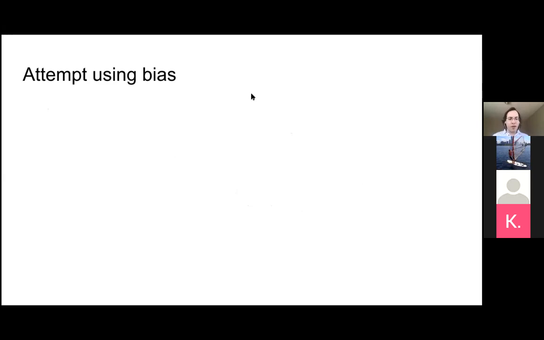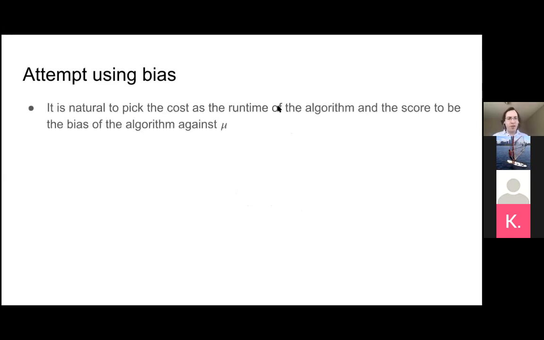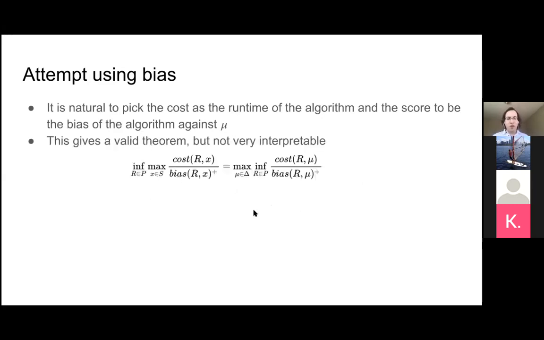So just very quickly to wrap up the proof. You could do the following. Why don't we interpret the cost and score in this theorem as being the cost of a randomized algorithm and the bias of a randomized algorithm? Then you get a valid minimax theorem of this form. However, we don't get the interpretation we wanted. Neither side here is equal to the worst case complexity of computing the function.